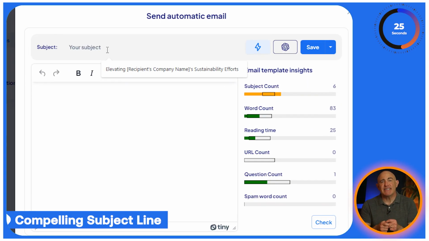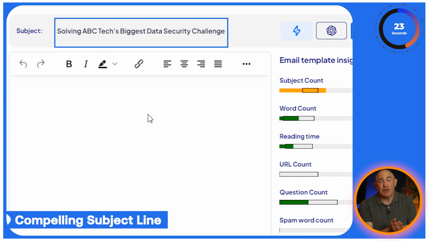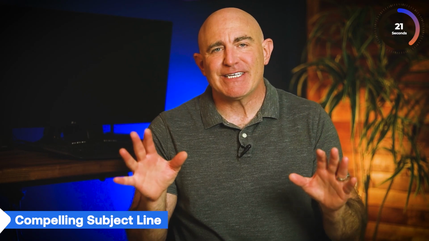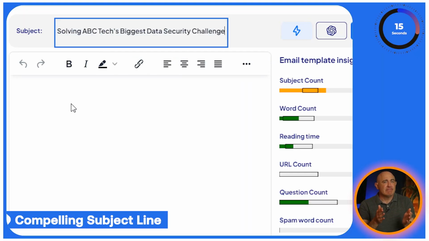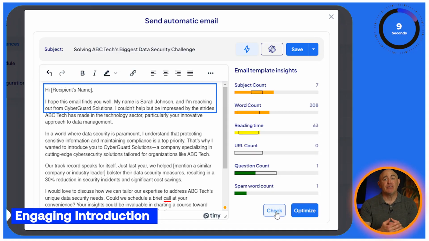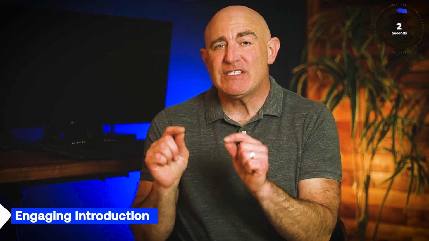Next, craft a subject line that sparks curiosity and compels the recipient to actually open your email. Avoid generic subject lines like "business opportunity" and instead use something a little more intriguing like "solving company name's biggest challenge," something like that. Now, in the introduction of the email, briefly introduce yourself, your company, and establish credibility. Remember, you only have a few seconds to convince your recipient to keep reading, so make it compelling.